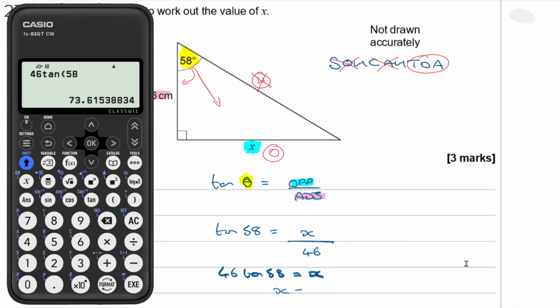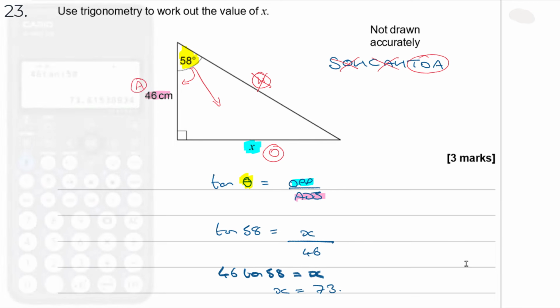73.6, so x equals 73.6. It's going to be in centimeters, isn't it? Okay. Before I move on, I just need to think, well, is that answer sensible? It's quite a bit longer than the other one I've got of 46, but I've got a wide angle there at the top, so you are expecting the x to be bigger than 46, so I think it looks okay. I'm going to go with that, 73.6.